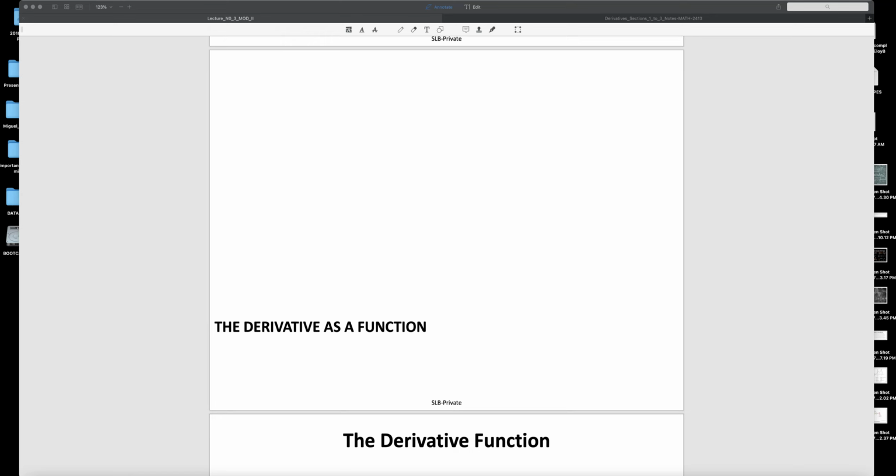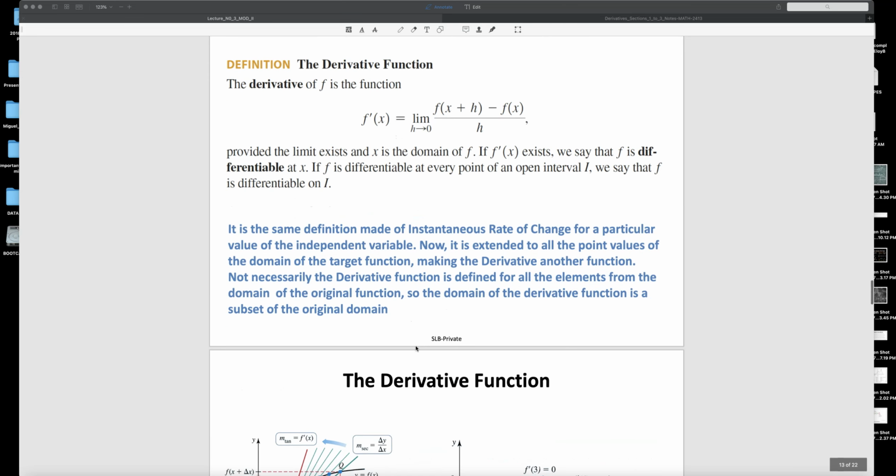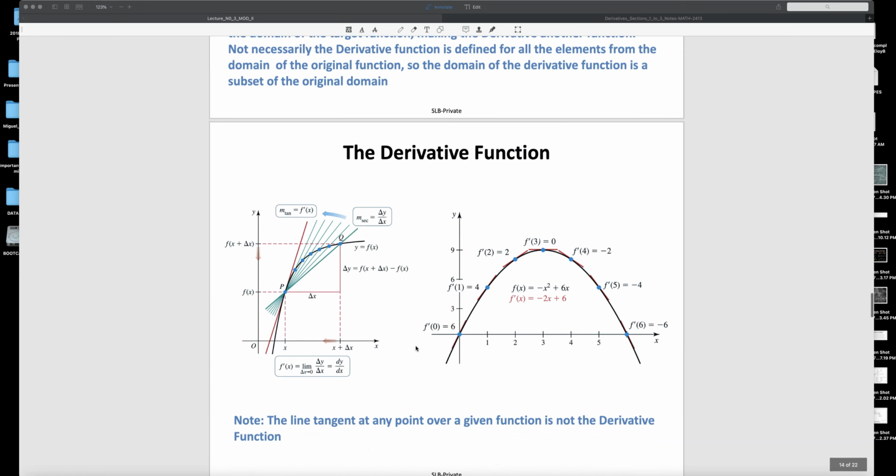Okay, class, in this section we're going to talk about sections 3.2 and 3.3. 3.2 is the derivative as a function. And in 3.3, we are going to introduce the rules to compute derivatives. That is going to be the base for having techniques to compute or to make differentiation of a function. Okay, so let's go with the derivative as a function.